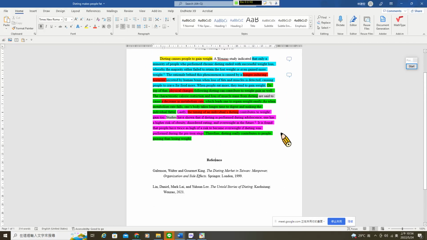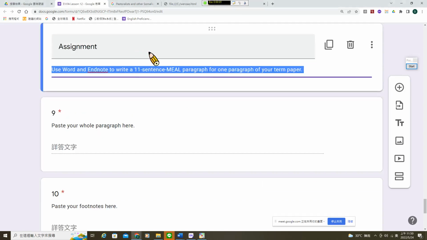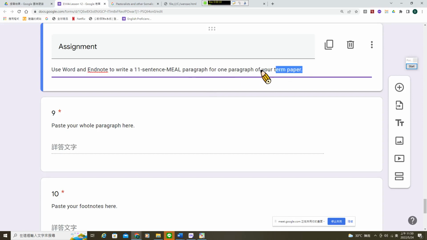Take a look. So this is the reference, and these are the sources of different bibliography information. So this is about how to make a citation and the references. Okay. You need to use Word and EndNote to write an 11-sentence main paragraph, one paragraph of your own term paper. So remember, I'm helping you to accumulate the different paragraphs so you can construct your whole essay. So we are trying to help you to develop the structure of your essay.